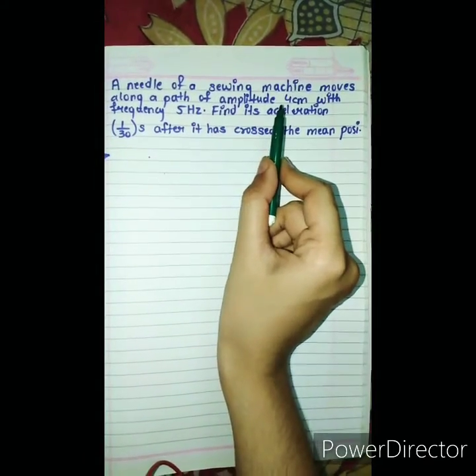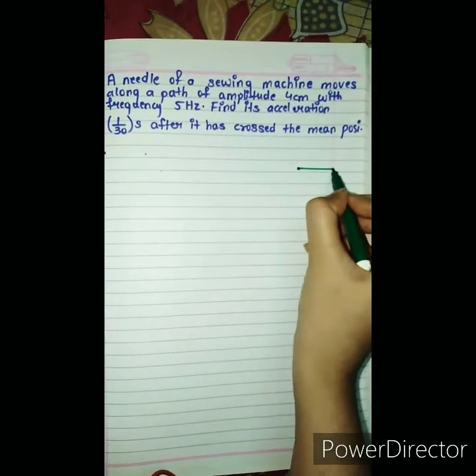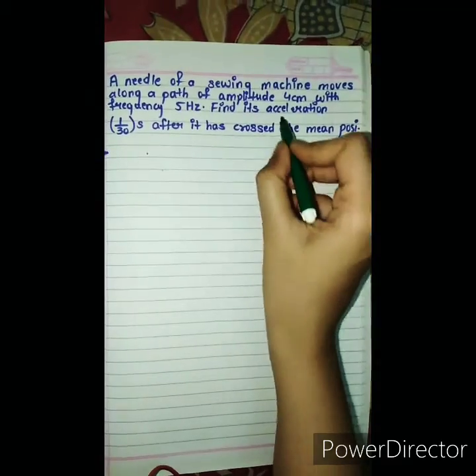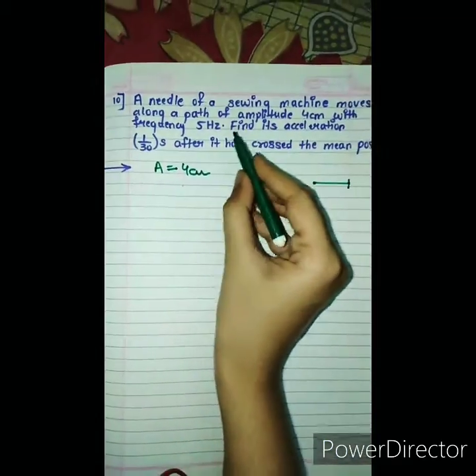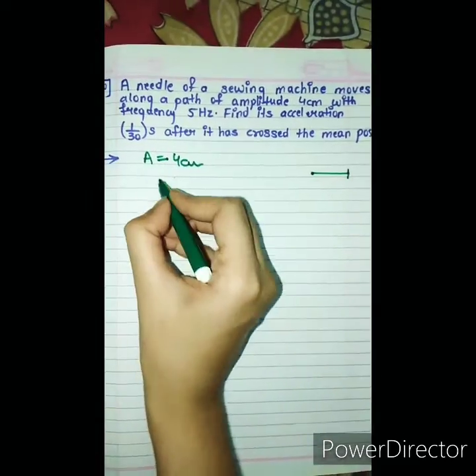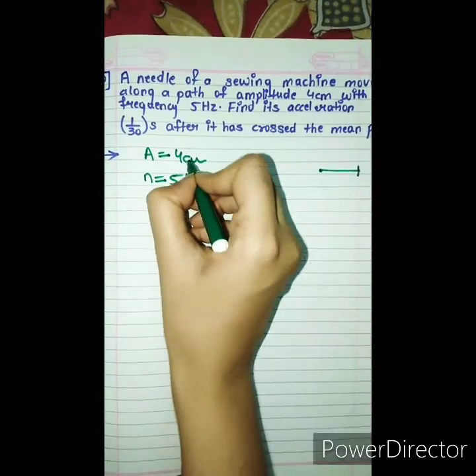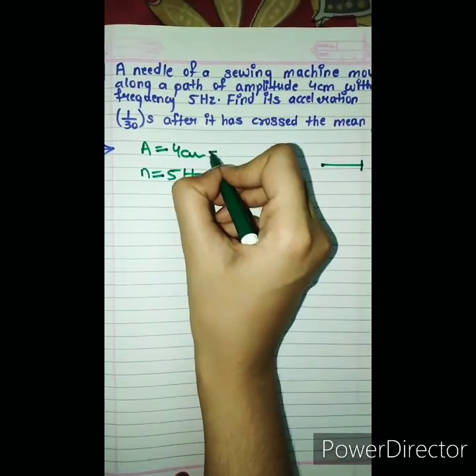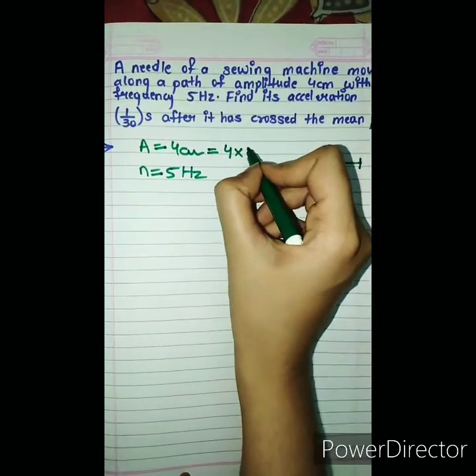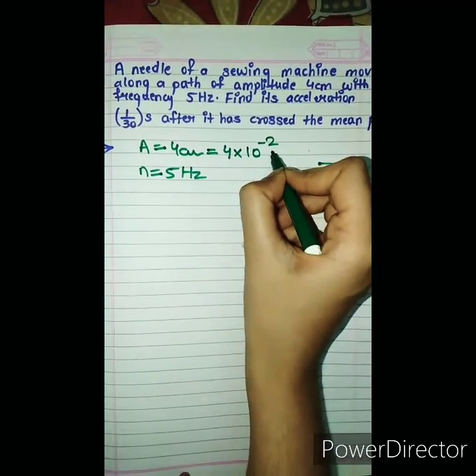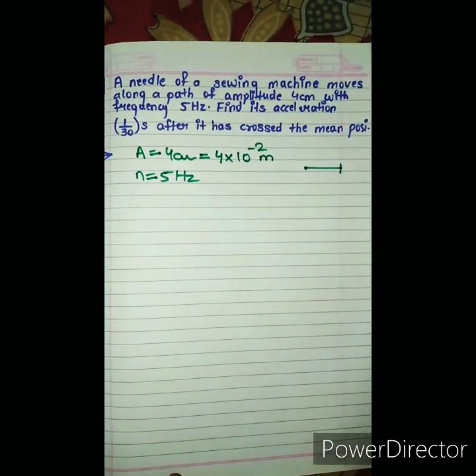So the amplitude means the maximum displacement from the mean position. Amplitude is given as 4 centimeter. Now a frequency is given to you, that is 5 hertz. This is an SI unit, so you'll have to convert this into SI unit. When you go from centimeter to meter, you just multiply by 10 raised to minus 2, and this is in meters now.